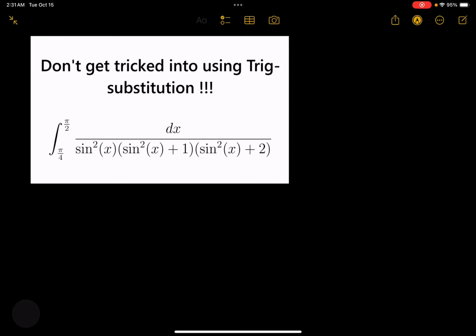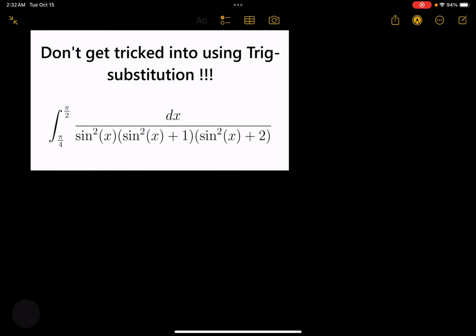Don't get tricked into using trig substitution. In this integral, mainly what people see is that there are sines in the integrand and pi's in the limits of integration. So they feel like using a trig substitution, let's say u is cos square x, might help, but try that, it just complicates this stuff. What could be better is using partial fractions.